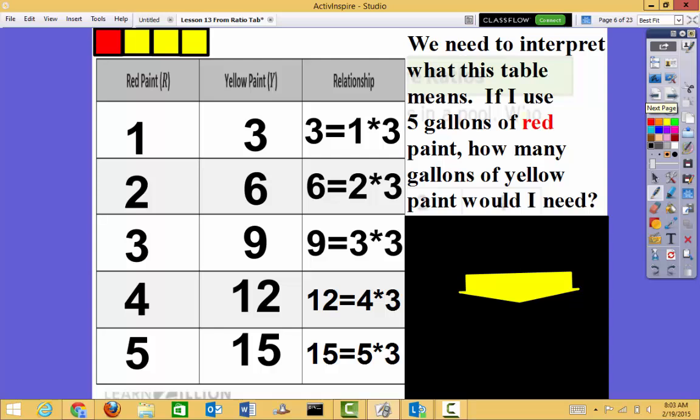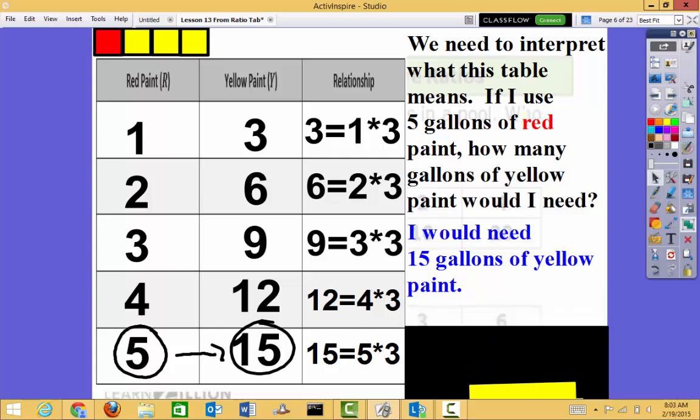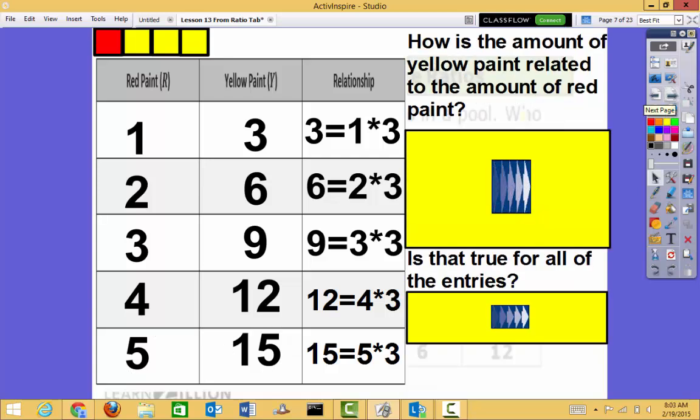If I use 5 gallons of red paint, how many gallons of yellow paint would I use? Well, I'm going to look on my table. I see this 5 for red, and I just look over and I see which number is right next to it. Well, it's that 15. So I'm going to use 15 gallons of yellow paint if I use this 5 gallons of red. I want to keep that same color of orange.